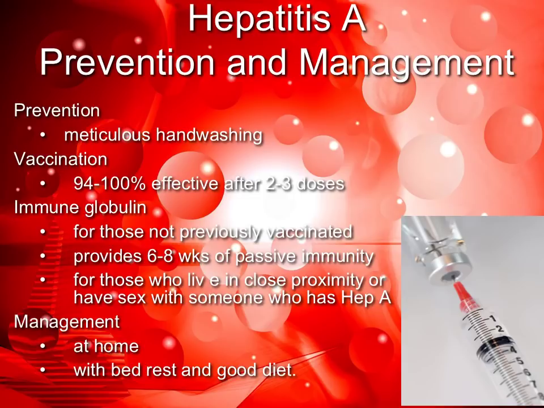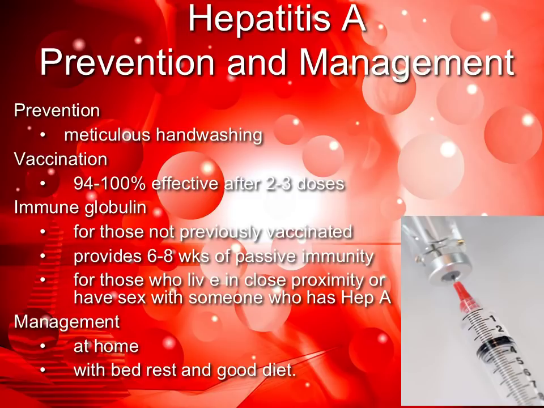Immune globulin. For people who have not been previously vaccinated, Hep A can be prevented by IM injection of immune globulin during the incubation period, as long as it is given within 2 weeks of exposure. Globulin can provide 6 to 8 weeks of passive immunity.